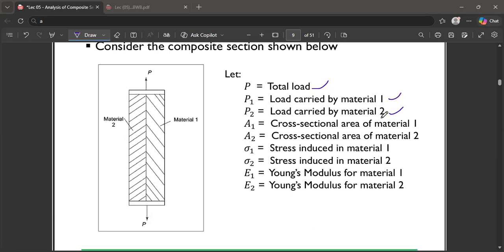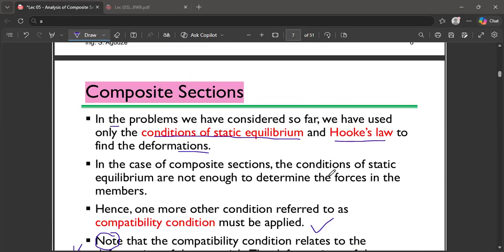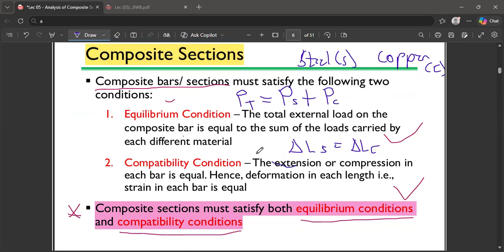The presence of A1 and A2 tells us we are going to calculate the cross-sectional area of material 1, and also the cross-sectional area of material 2. We must also know the stress in material 1 and the stress in material 2. For the Young's modulus, in most cases they might be provided, or we may be asked to find them. All we are going to be solving is just what I have summarized over here, and we have already derived some formulas about this. Those are what we are going to use to solve the problems.